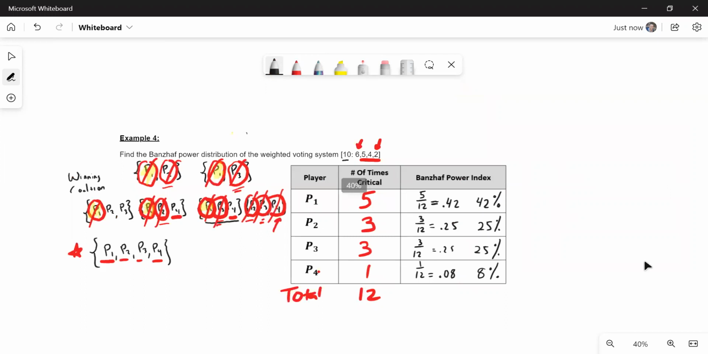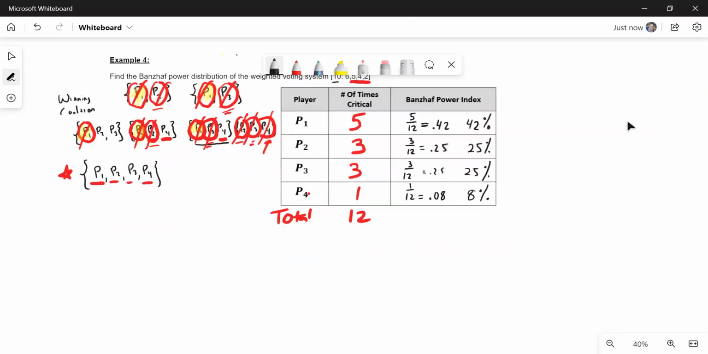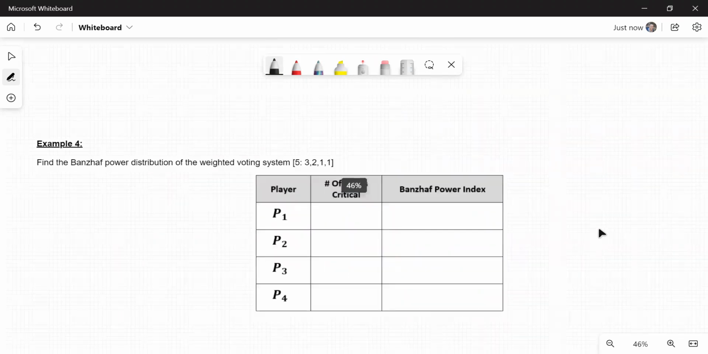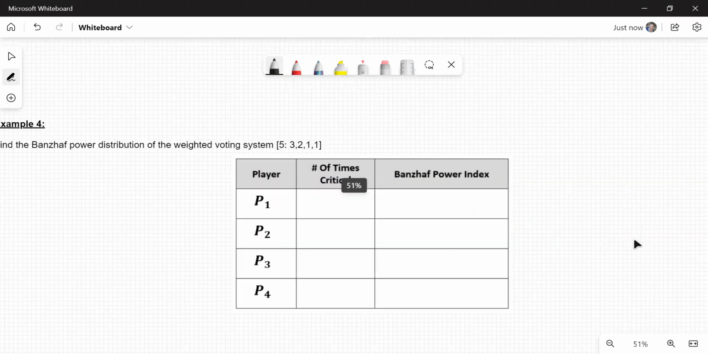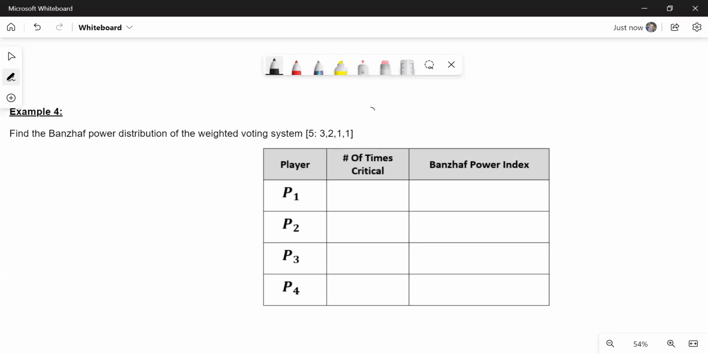Okay. In this last example, I'm going to show you below. I'm going to have you do a lot of the work. All right. This last example here, the Banzhaf power index needs to be calculated. This weighted voting system, the quota is 5, and the weights are 3, 2, 1, and 1. Now, a few questions about that.